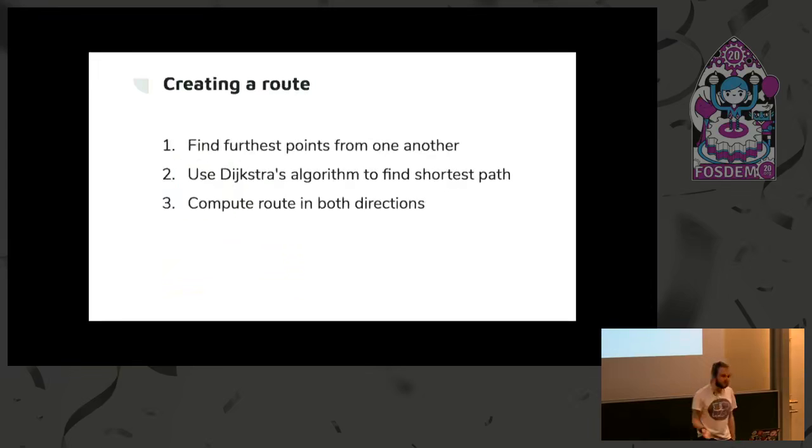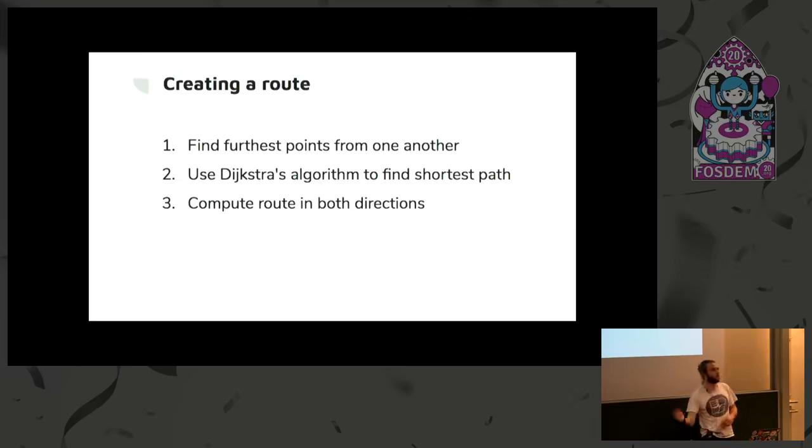Then we have this cost matrix, and we want to create a route from it. So we've downloaded a relation, and the first thing we need to do is work out where the route is going from and to. Initially, what we do is we just take the furthest 2 points. This falls down in a number of different scenarios, but initially it works for trying to get the longest route available. And then we use Dijkstra's algorithm to find the shortest path between these 2 furthest points. And we create a route in both directions.